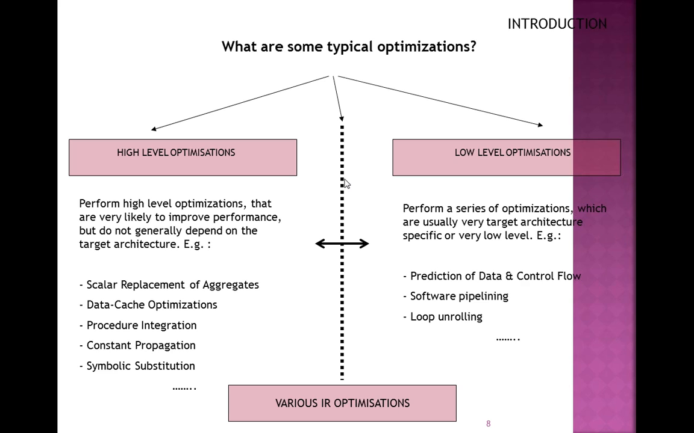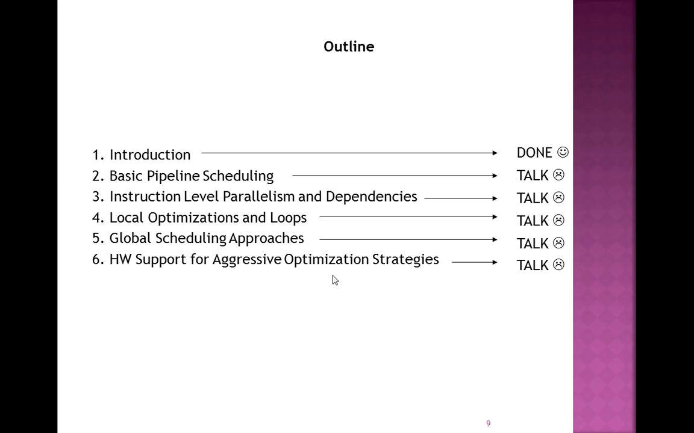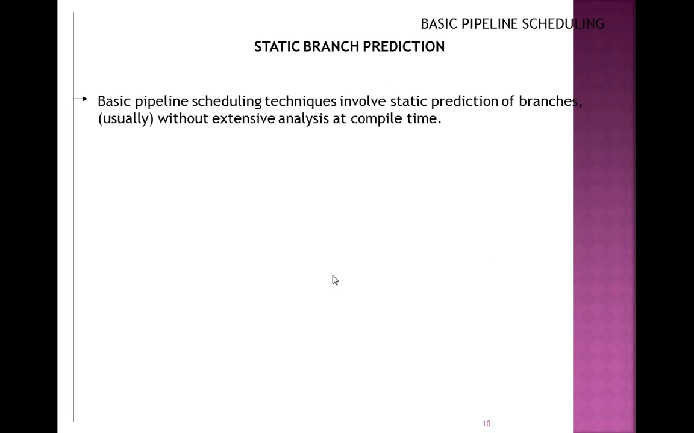Now, what are the two types of optimization? One is high level optimization and one is low level optimization. We will focus on low level optimization. That is what we have talked about in today's class. Then the first part is finished.